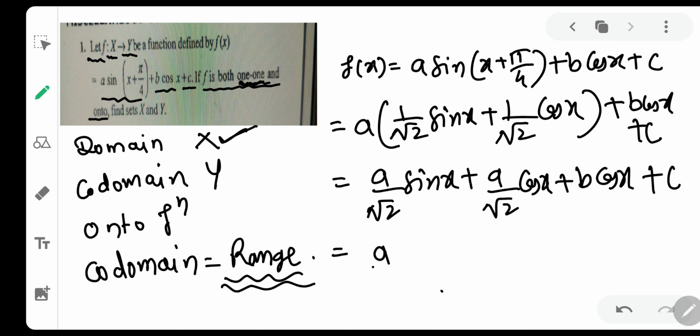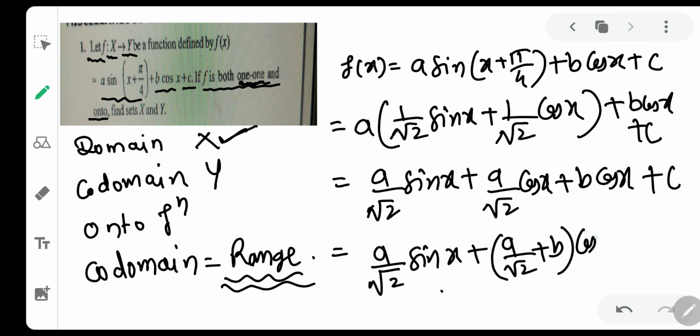Now let us rewrite this. A by root 2 sin x plus a by root 2 plus b cos x plus c. So we have simplified our function. The coefficient of sin x is a by root 2 and the coefficient of cos x is a by root 2 plus b, and plus c.